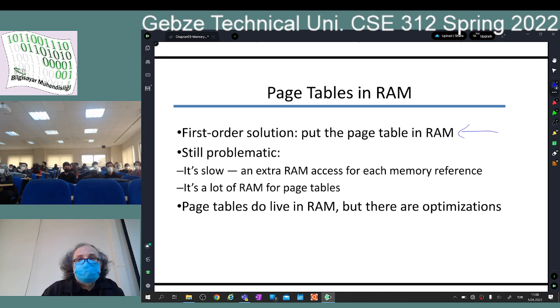Because we are talking about the virtual address spaces. Our modern Intel-based 64-bit computers have an address space as big as this. So I need a page table to hold all the possible pages, and that's going to be larger than my main memory, the physical main memory. So I need to find a solution, and we will talk about that too.